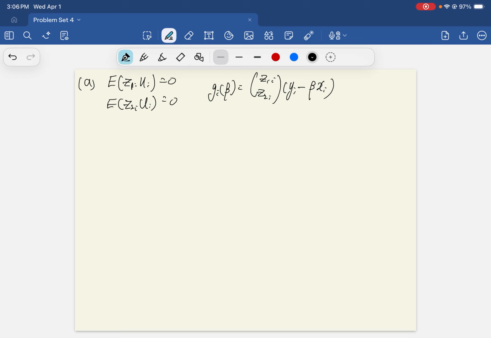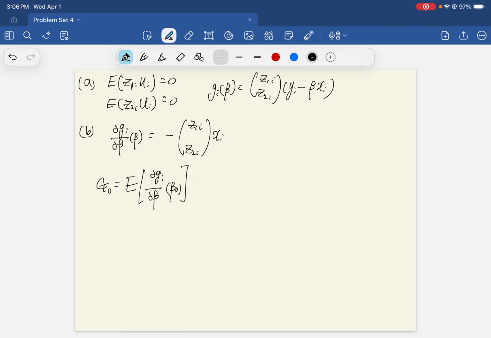Okay, straightforward. And part B, if you differentiate the moment function with respect to beta, you are going to get minus z1i, z2i times xi. So if you define g0 as the derivative evaluated at the true beta, and it does not depend on beta, it is minus expectation z1i xi, expectation z2i xi. So from now on, wherever we go, z1 and z2 will be kind of parallel.